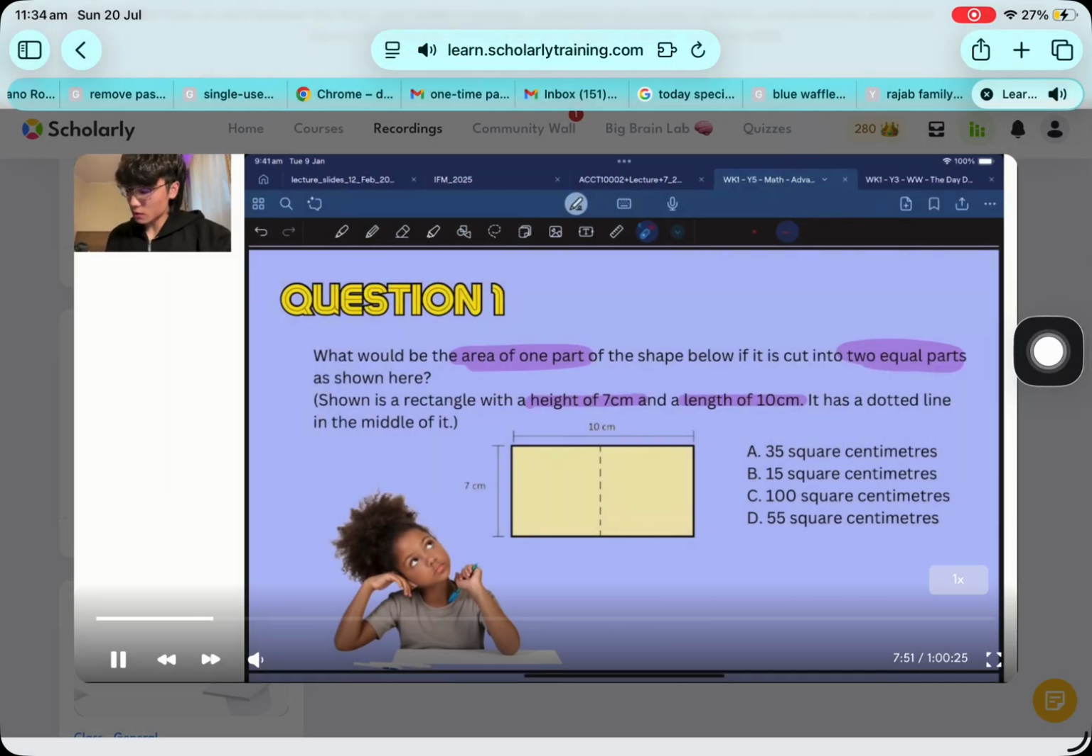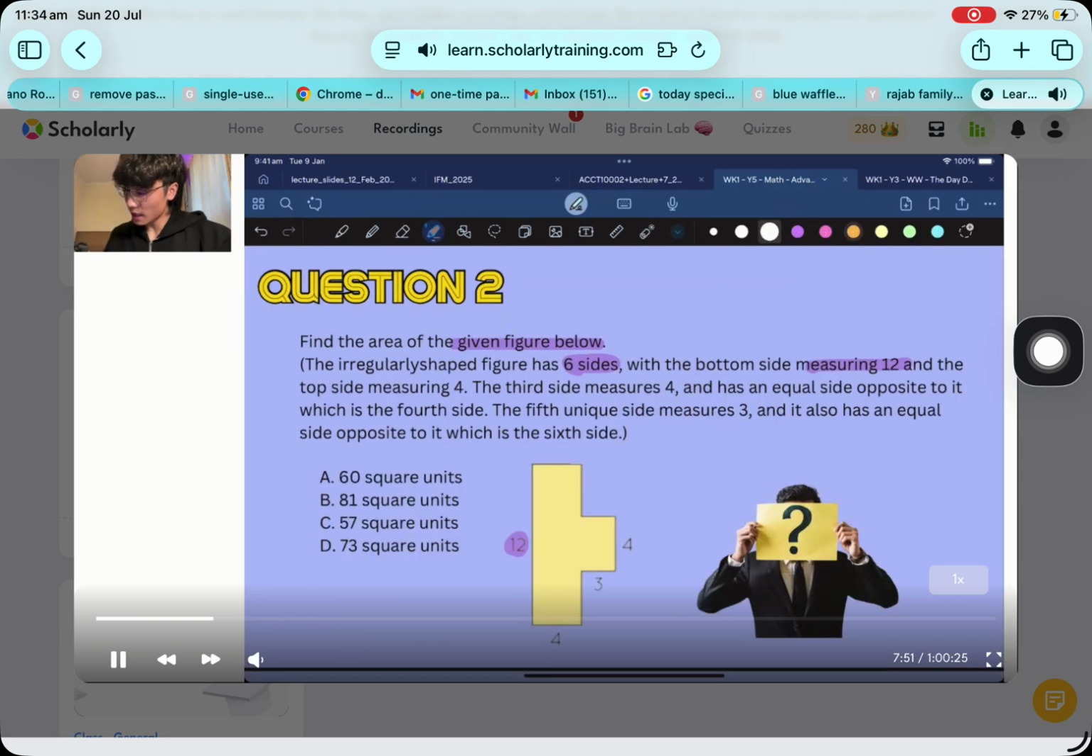The first thing you could do is to work out the area of the whole rectangle and then halve that. It then says that the top is measuring 4, which is corresponding.